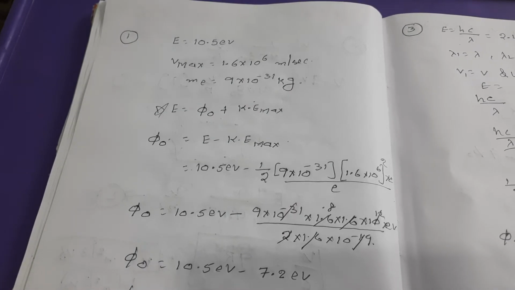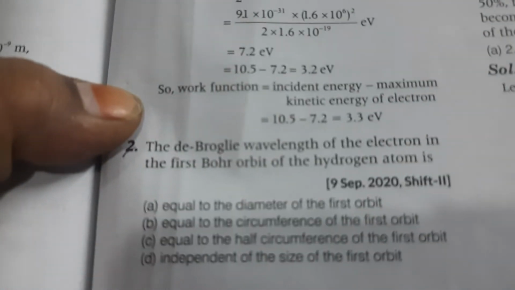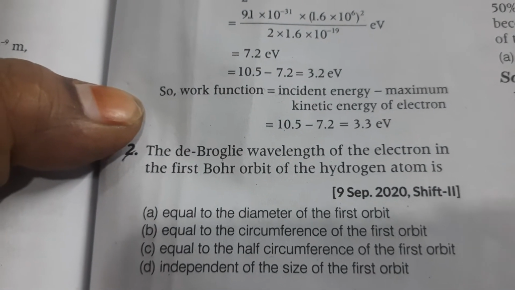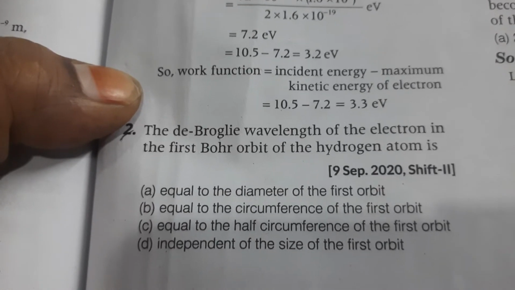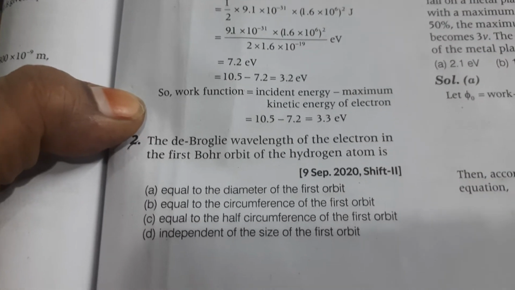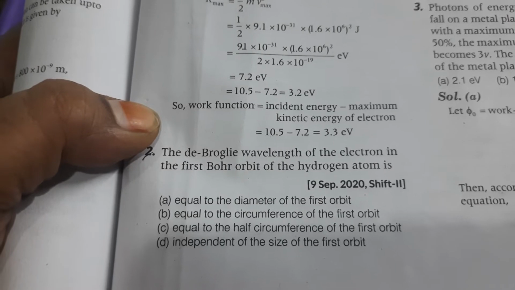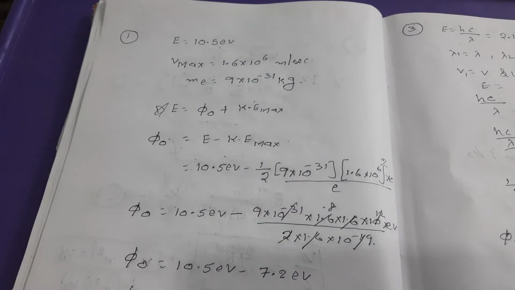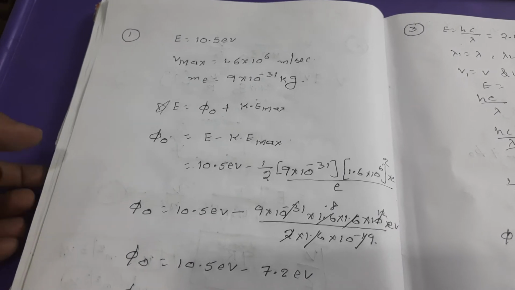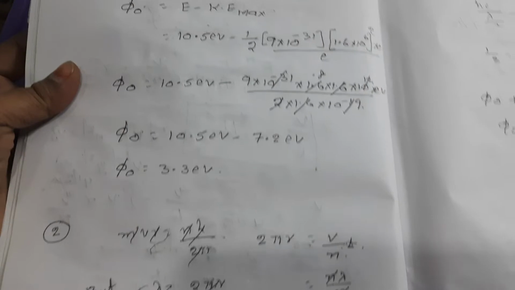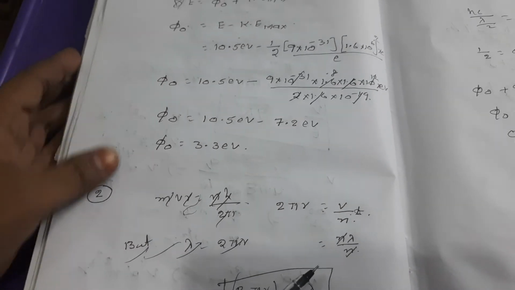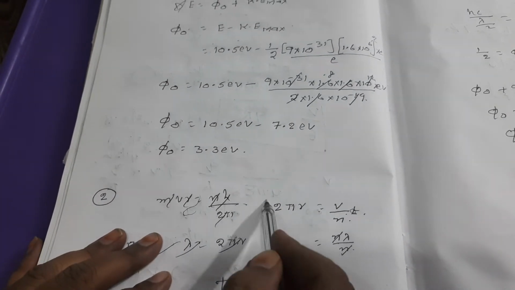Then our next question, a very easy one: the de Broglie wavelength of the electron in the first Bohr orbit of the hydrogen atom is. For this, you know the de Broglie wavelength formula. mvr equals nh by 2 pi, but we can use this formula directly.